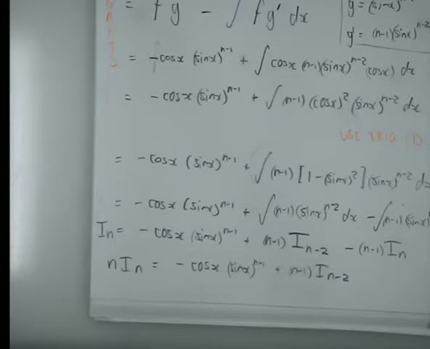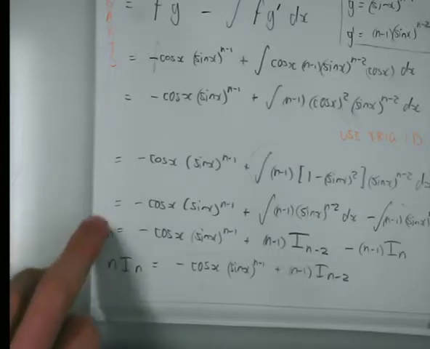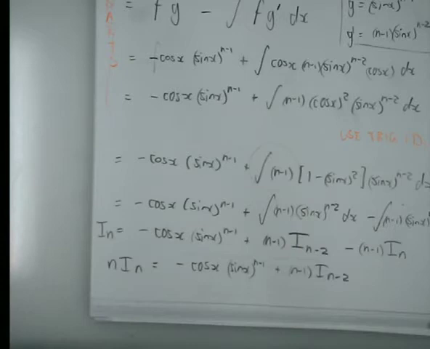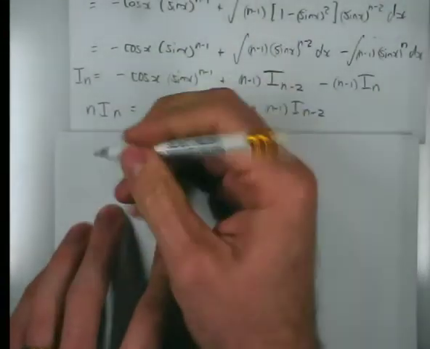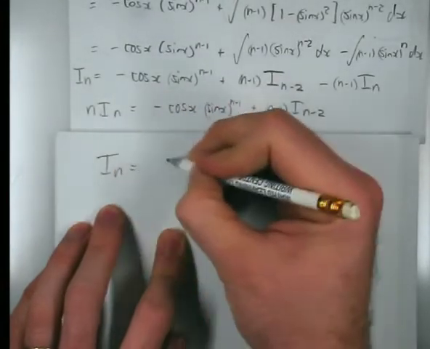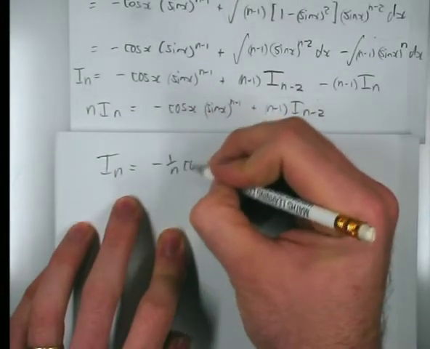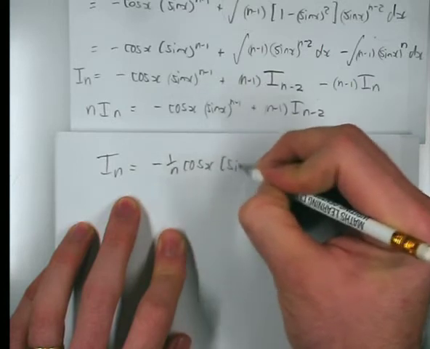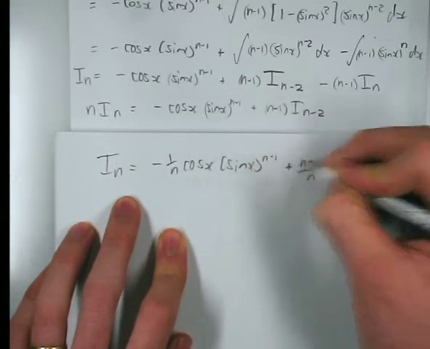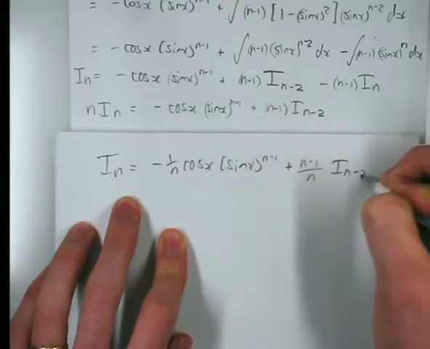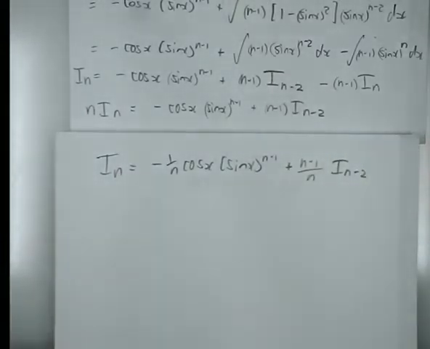And just keep track of that. I've got one I n in here, and I put on another n minus 1, so that leaves me with n lots of I n. And I can divide by the n, and I'll have my reduction formula. That is a reduction formula.